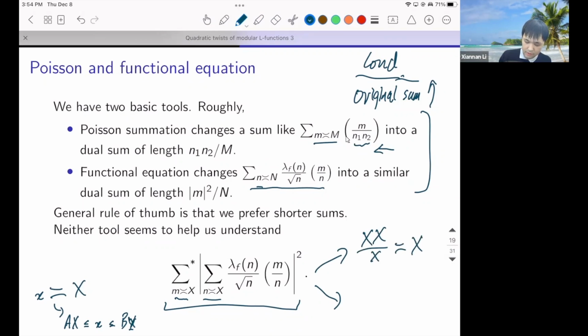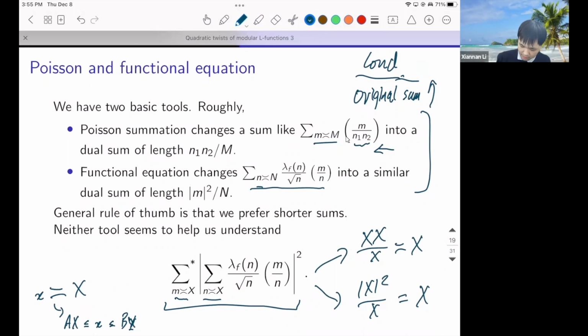And the functional equation also gives you a dual sum of length x. Okay. So neither Poisson summation nor the functional equation seems to help understand this type of sum. It's no surprise that the functional equation doesn't help us because we've actually used the approximate functional equation to get here. So there's no gain in information there.